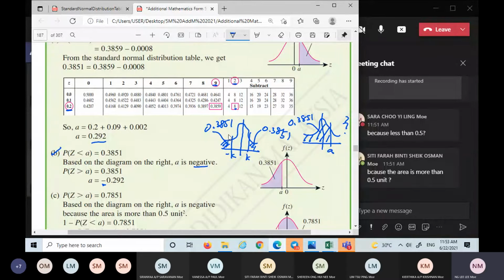Yeah, so now we start. Okay, we read from the table. Is it the same thing? 3851, 3851. Okay, same as question A. Okay, so you read from the table.